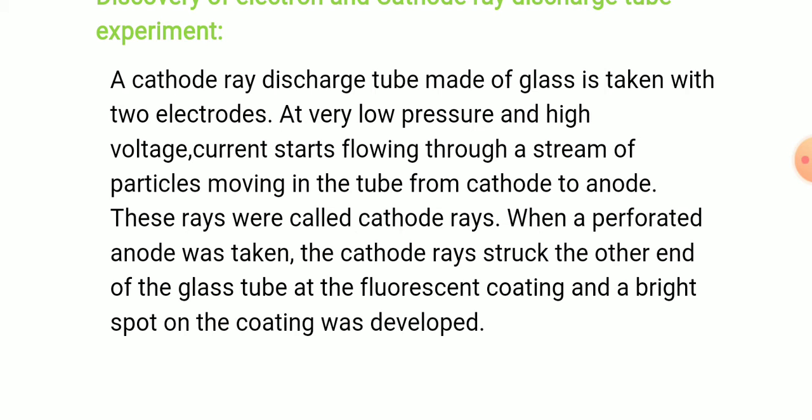So I have told you what cathode rays are. Cathode rays are one type of light rays, a stream of particles moving in the tube from cathode to anode. These rays were called cathode rays. When a perforated anode was taken, the cathode rays struck the other end of the glass tube at the fluorescence coating, and a bright spot on the coating was developed. This was the main experiment of the cathode ray discharge tube.